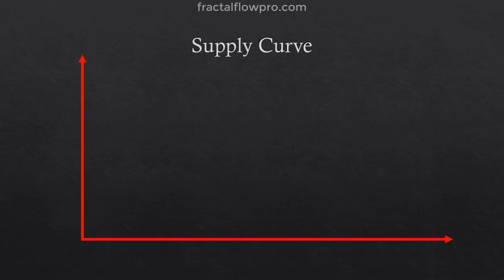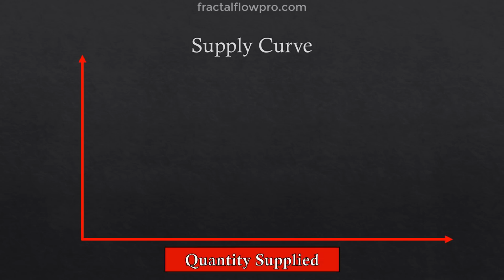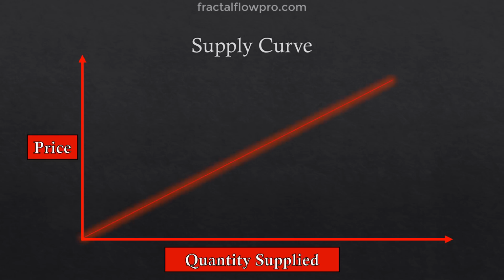We can visualize the law of supply using a simple graph. In the x-axis, we have the quantity supplied, and in the y-axis, we have the price of an item. The higher the price, the higher the quantity supplied, so the supply curve is an upsloping line.